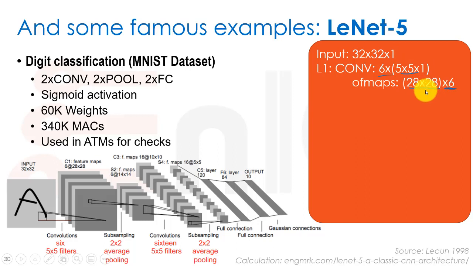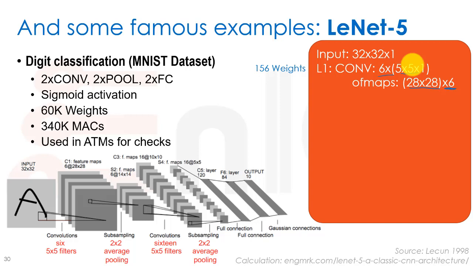Okay, how many weights in total is that? Well, we had 6 filters of size 5 by 5. That's going to give us 150, but we can't forget that we have to have a bias, so it's a total of 156 weights.